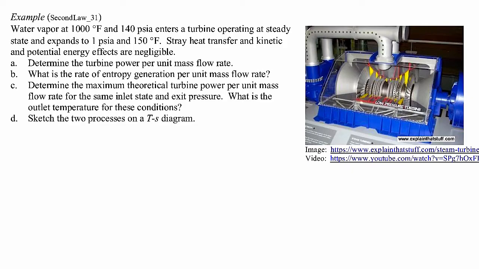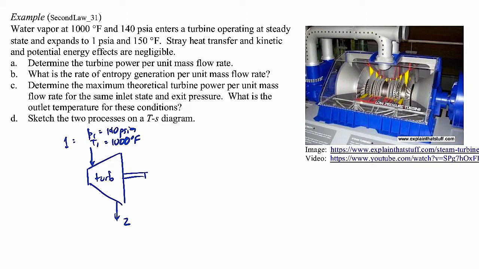So let me first of all sketch what the turbine looks like. Kind of our typical schematic. Here's the turbine. There's the shaft. We have some flow coming in over here. This is our state 1. The pressure there, P1, is 140 psia. T1 is 1000 degrees Fahrenheit. Comes out down here. State 2, there P2 is 1 pound per square inch absolute, and T2 is 150 degrees Fahrenheit.